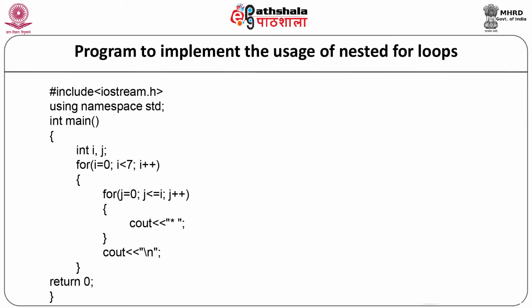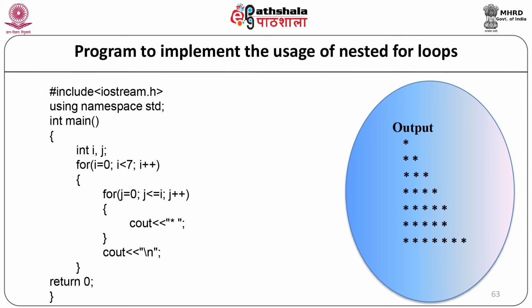Here you can see the outermost for loop is basically for the lines and the inner for loop is basically for the columns. When the above code is compiled and executed, it will produce the following pattern: 1 star on the first line, 2 stars on the second line, 3 stars on the third line, and so on up to 7 lines.